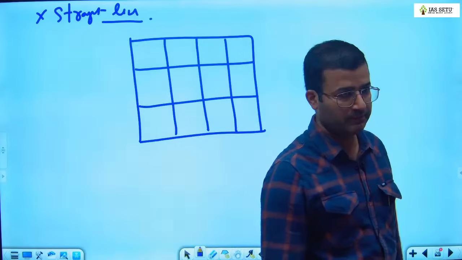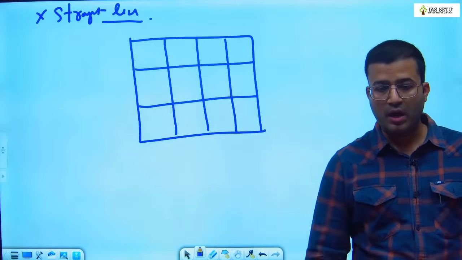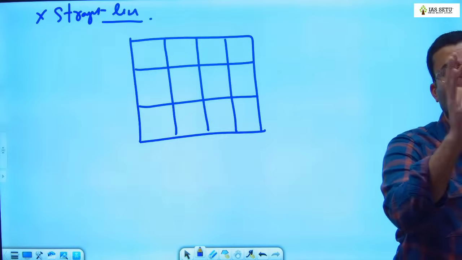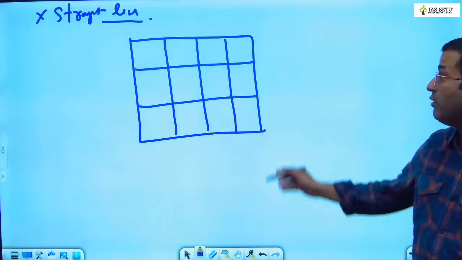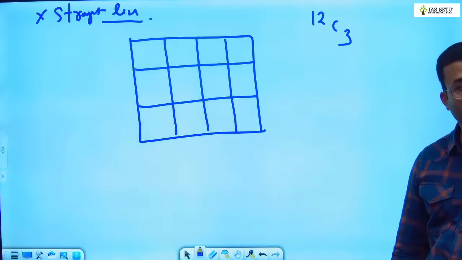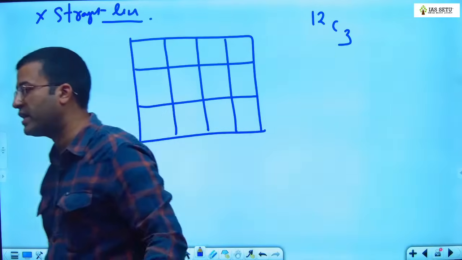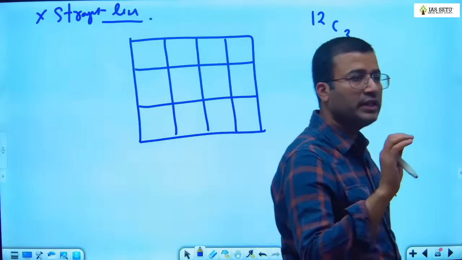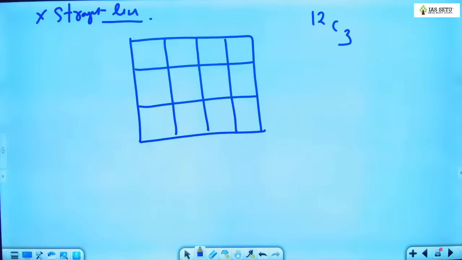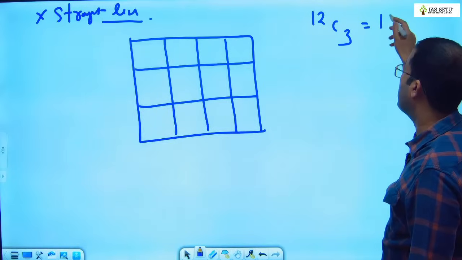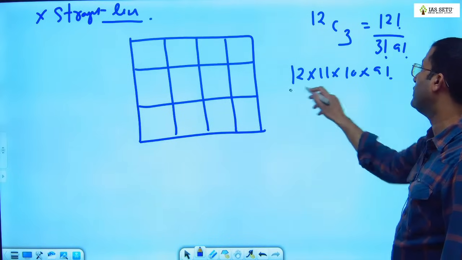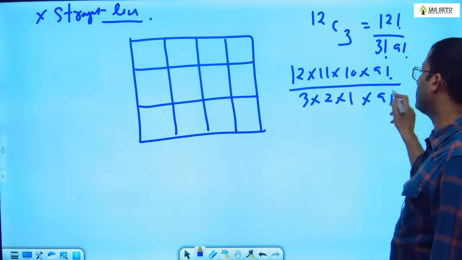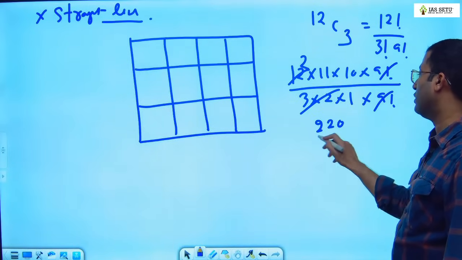If there is no condition, these are the 12 boxes. I give you 3 balls and ask you to put them. In how many ways can you put 3 identical balls in 12 boxes? 12C3, because you have to select 3 boxes and put one ball in each box. You select 3 boxes out of 12 and your job is done. So these are the total ways. 12 factorial over 3 factorial times 9 factorial, that is 12 into 11 into 10 into 9 factorial over 3 into 2 into 1 into 9 factorial, 9 factorial cancels. This is 220 ways.